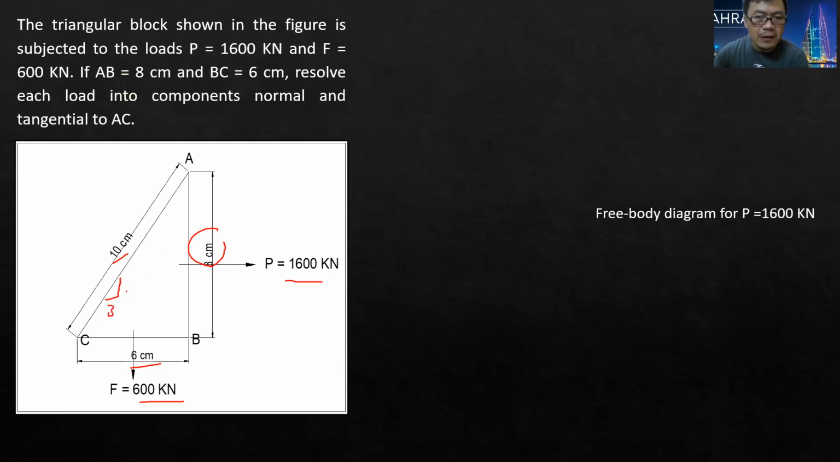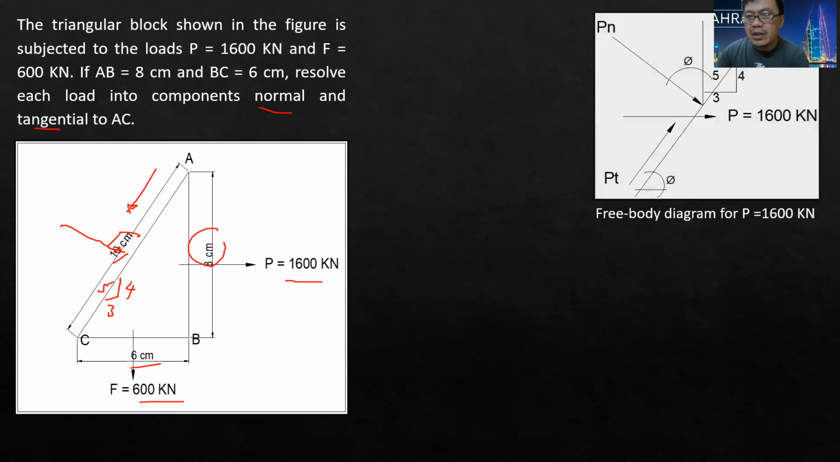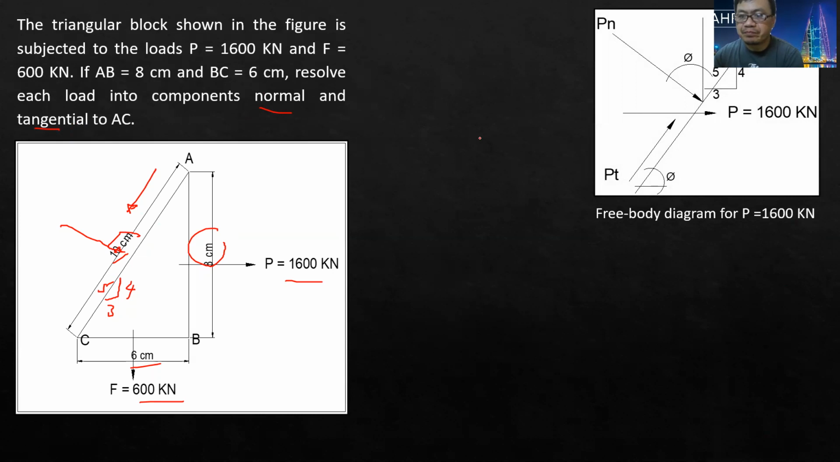Actually, this is a 3, 4, 5 special triangle. This is 3, 4, and then 5. So if you have 6, 8, this one is 10. So we are going to resolve each load into components, normal and tangential to AC. Normal to AC is perpendicular to AC, and this one is the tangential. Okay, the free body diagram, as you can see here.